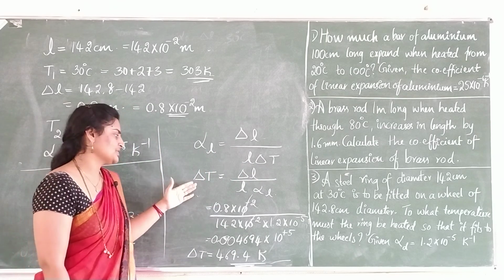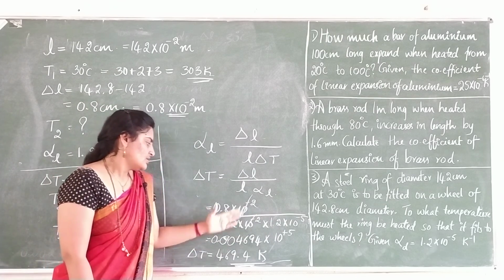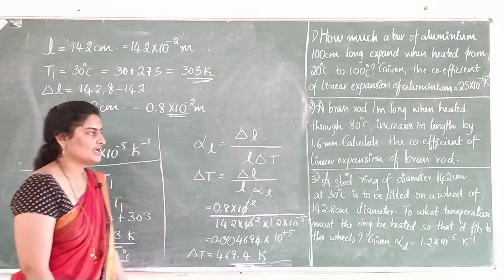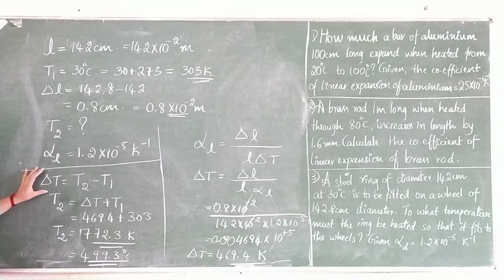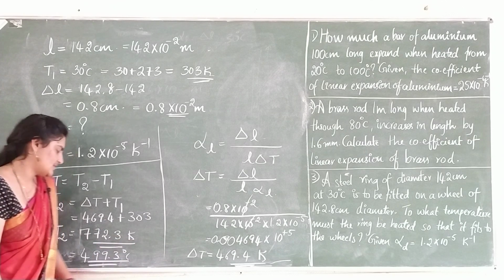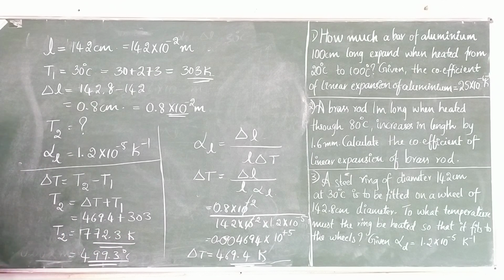Write the equation for delta T, substitute, and we will get delta T 469.4 Kelvin. We want final temperature. Delta T is change in temperature, which is difference between the two temperatures. So final temperature T2 is delta T plus T1. Substitute, answer is 772.3 Kelvin or minus 273 gives 499.3 degree Celsius. This is the final answer.